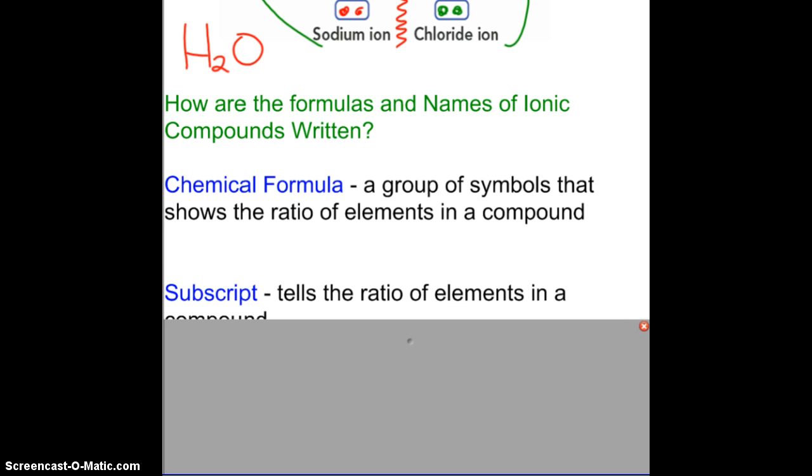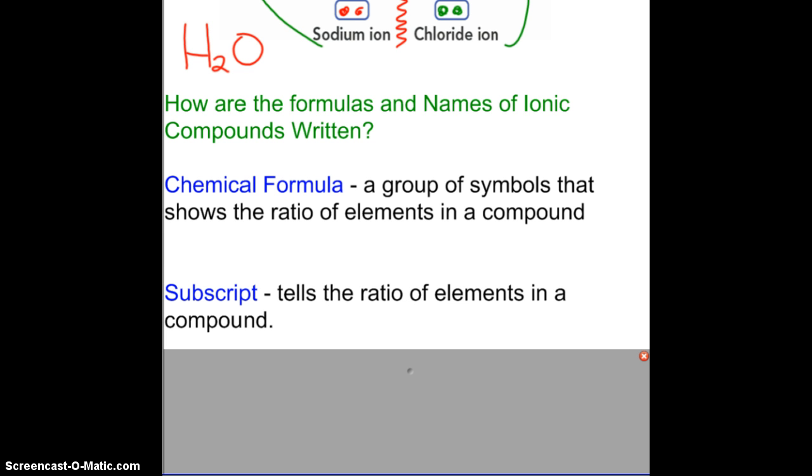Inside of a chemical formula is a special word we call a subscript. The number 2 you see in H2O is called a subscript. A subscript simply tells you the ratio of elements in a compound.